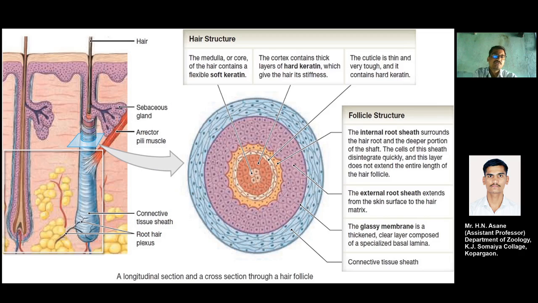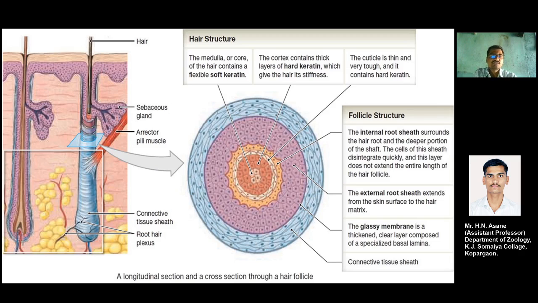Okay, next will be the erector pili muscles, which have the importance of erecting your hairs when you feel the cold. And when excitement is shown, those hairs are going to erect. These erect hairs are commonly known as goosebumps. So the goosebumps are produced by means of these erector pili muscles.